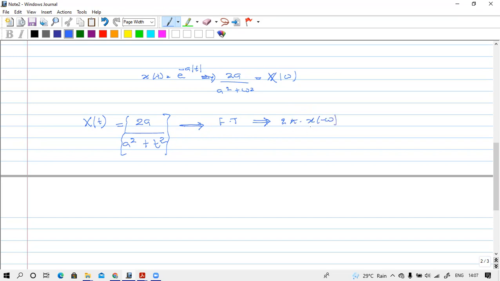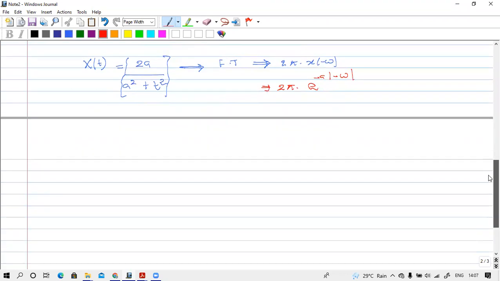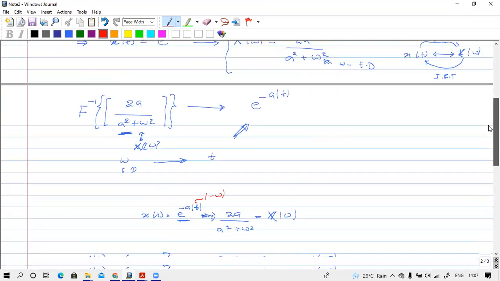So what should you have done? Here it is a time domain signal, and you just change the variable t to minus omega. That is what the duality property states. So you will get the answer 2π e to the power minus a|omega|. Okay, so this is the answer. Please understand this. If you have any question, please ask.